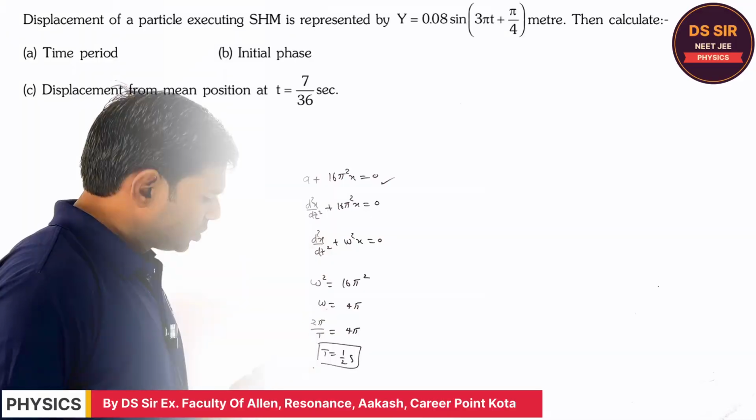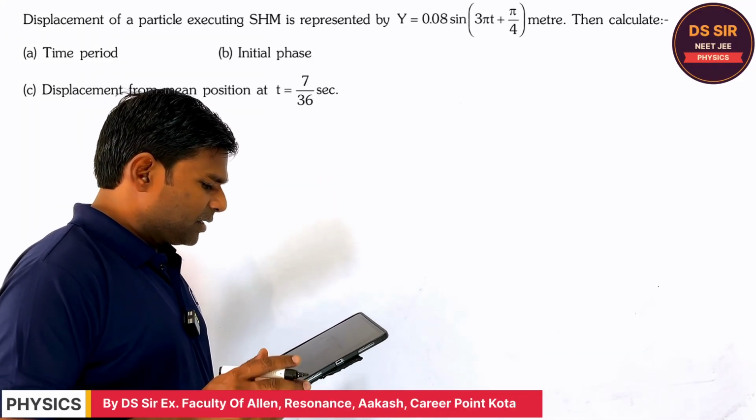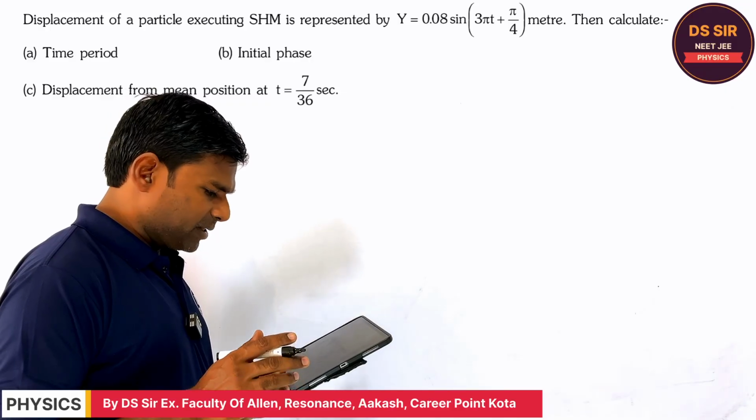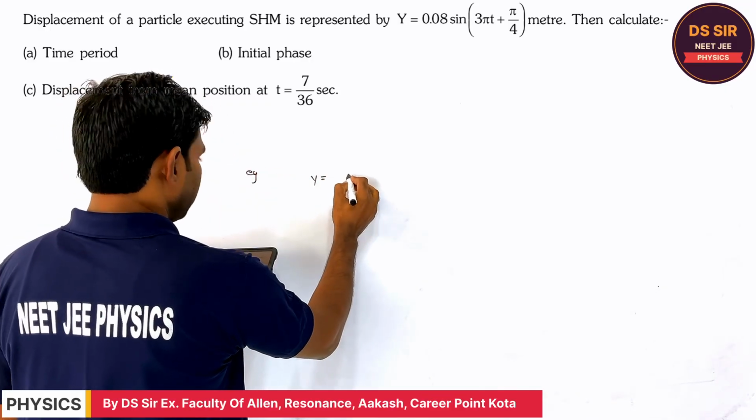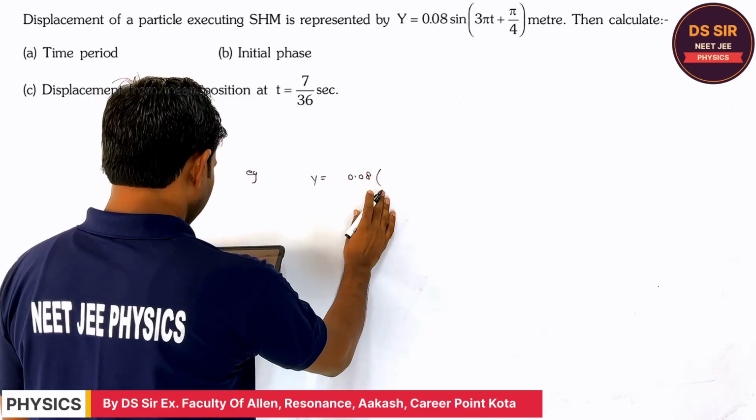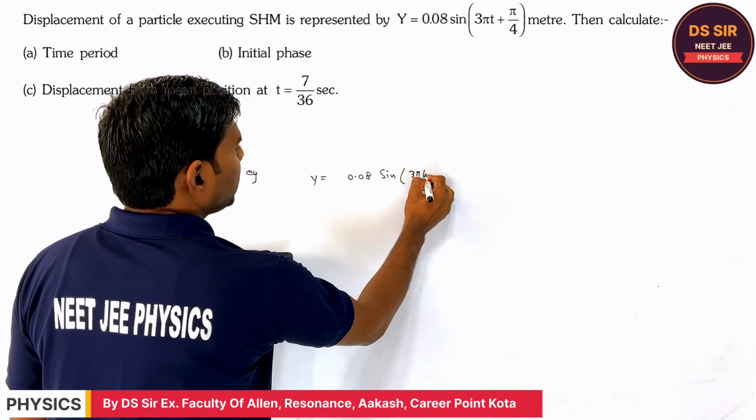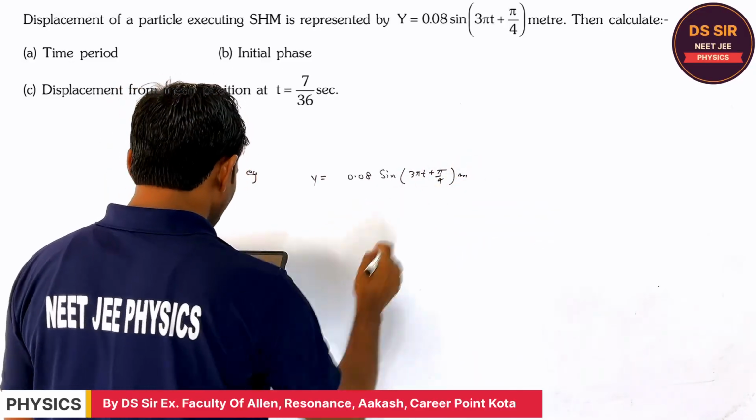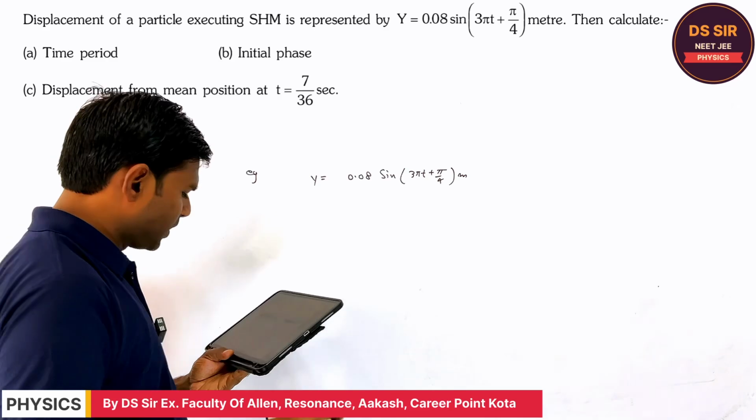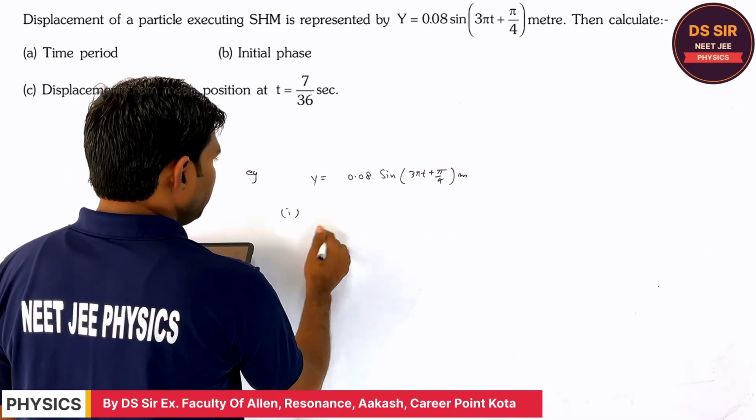Copy this. In this question, the displacement of the particle performing SHM is represented by the given equation. The displacement y is 0.08 sine, 3 pi t plus pi by 4, in meters. You have to calculate the time period, the initial phase, and the displacement from the mean position. So first, the time period.